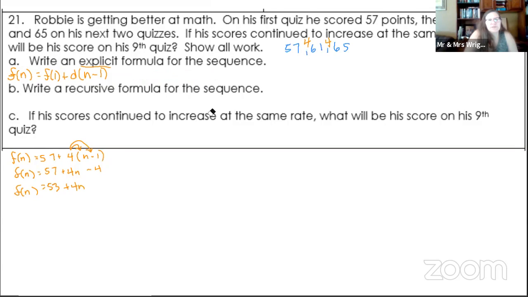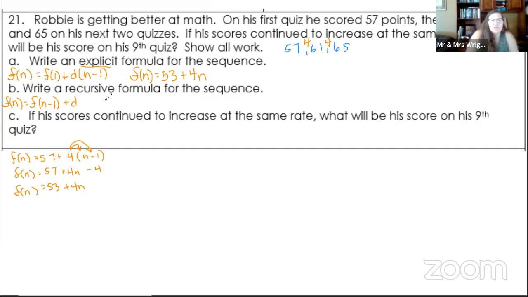So I want to write my answer up here. F of n is 53 plus 4n. That's my explicit formula. Now, what is a recursive formula? A recursive formula, remember, is going to use the last term. So you still start off with f of n is, but instead of the first term, we want to use the last term or a previous term. So you're going to say instead of f of 1, you're going to say f of n minus 1, and then you just have to add the difference to it.